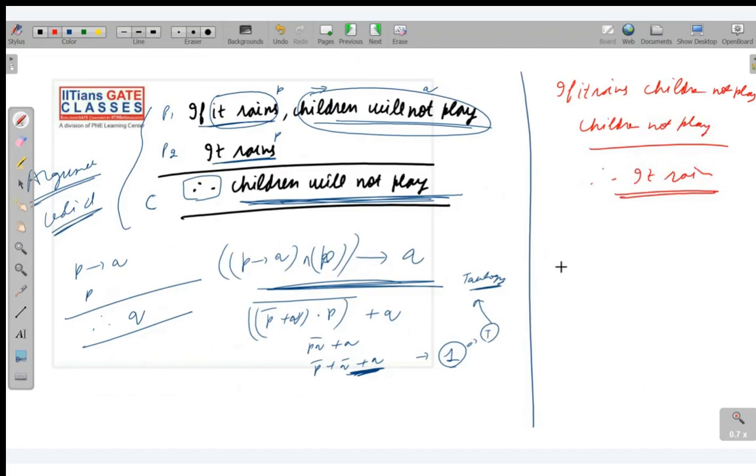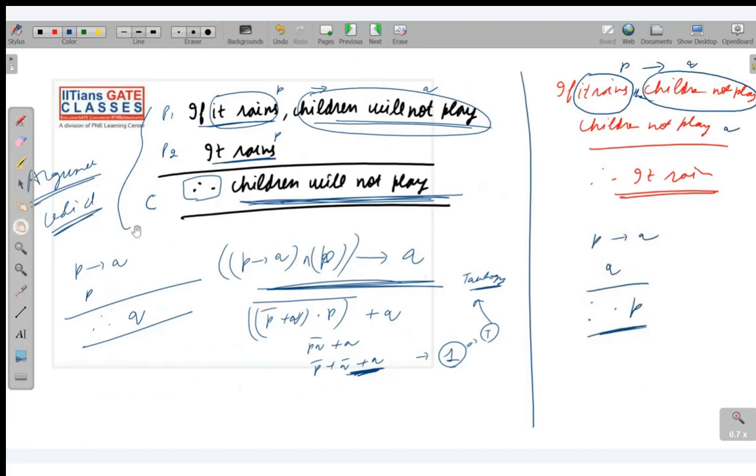If you want to prove that it is valid or invalid from the logic point of view, I have to prove it like this. I will say it rains, let us suppose this is P. Children will not play, it is Q. So if it rains, then children will not play. Like this I have written. So P implies Q. Children will not play is Q. So I want to say like this: P implies Q, Q, therefore P. Is this a valid argument?